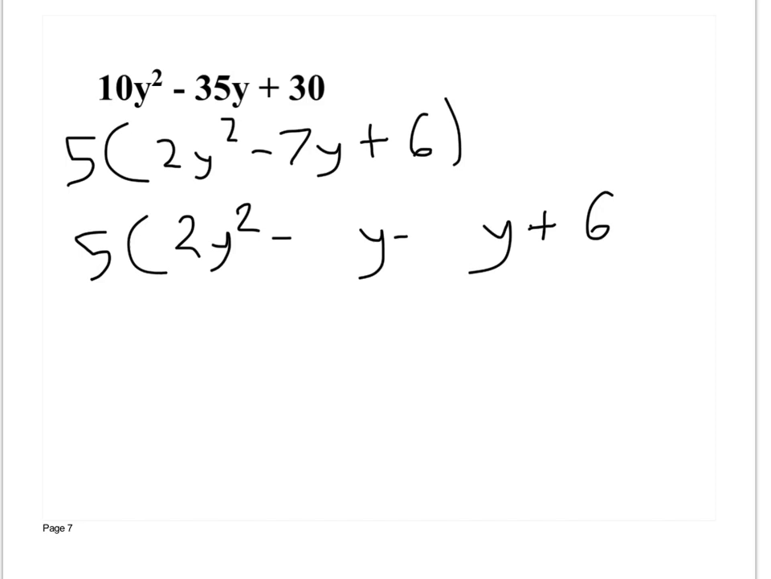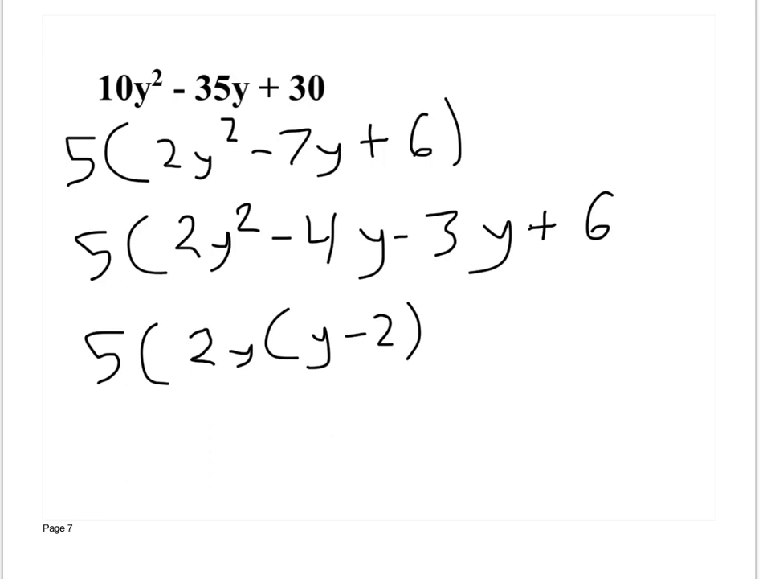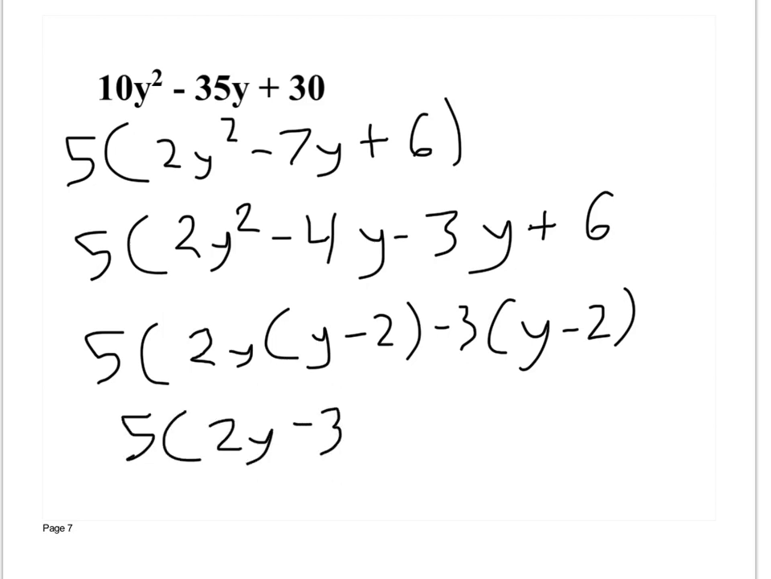How about 3 and 4? They multiply to give you 12 and add to give you negative 7. Okay. Negative 4, negative 3. We group 2y squared and negative 4y. You get 2y out of that, and you're left with y minus 2. You take negative 3 out of negative 3y and 6, which leaves you with y minus 2. Combine what's in front, and combine what's in back.